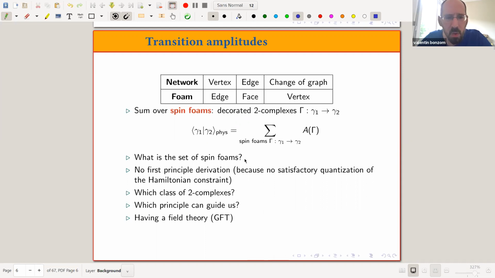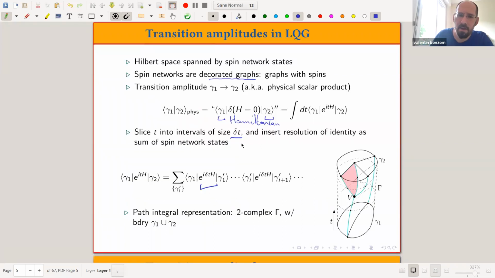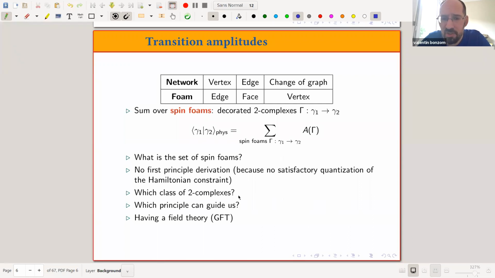Questions? What is the set of spin foams that you have to sum over? Now, this is quite a big question because, in fact, if you look at what I did in the previous slide, it was completely formal. So there's basically no first principle derivation of the set of spin foams because here, this object, we don't really know how it acts. There's no satisfactory quantization of the Hamiltonian constraint. So eventually, we don't know what the class of two-complexes is.